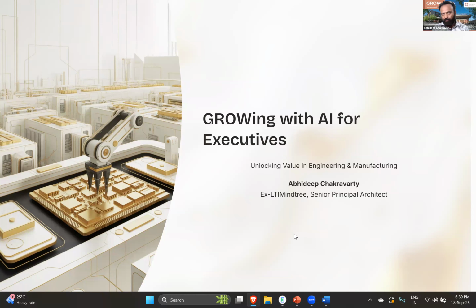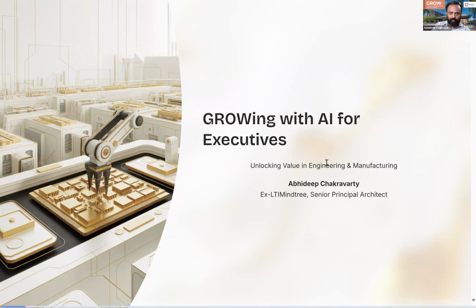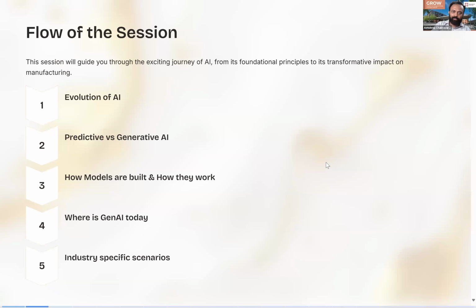Okay, having that out of our way, let's get into it. Let's understand how we will proceed here. The flow of the session would be something like this. We'll talk about the evolution of AI from the previous generation to this. We'll talk about predictive versus generative AI. We need to understand this concept because this is where things are a little confusing for a few of us. Then we'll talk about how these models are built and how they work, not too deep technically, but at a high level. Then we'll talk about where GenAI is today, and then industry specific scenarios. So this is how the whole flow will go ahead.